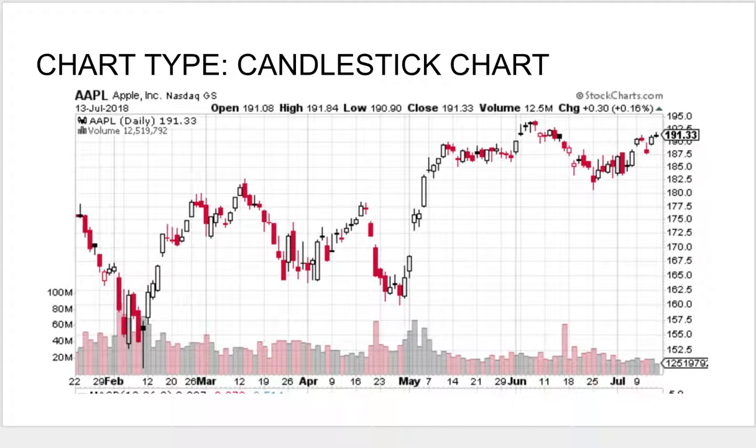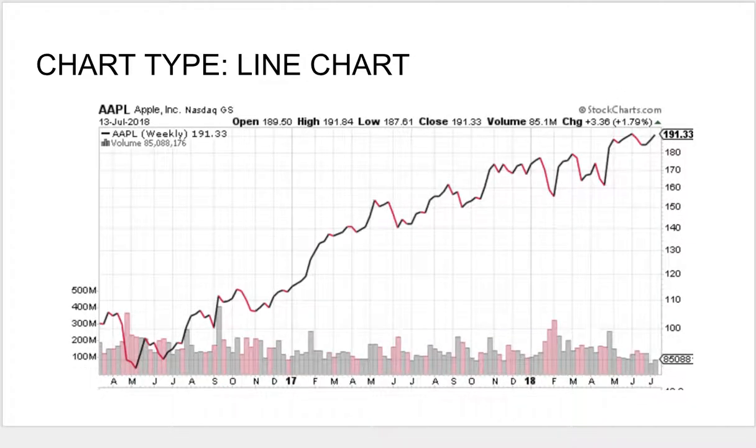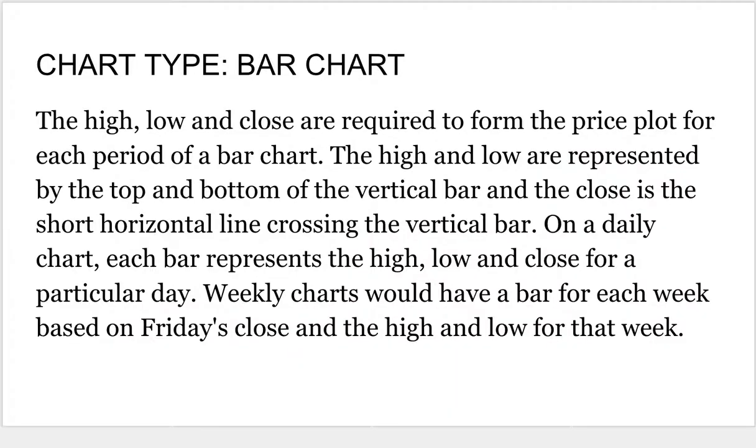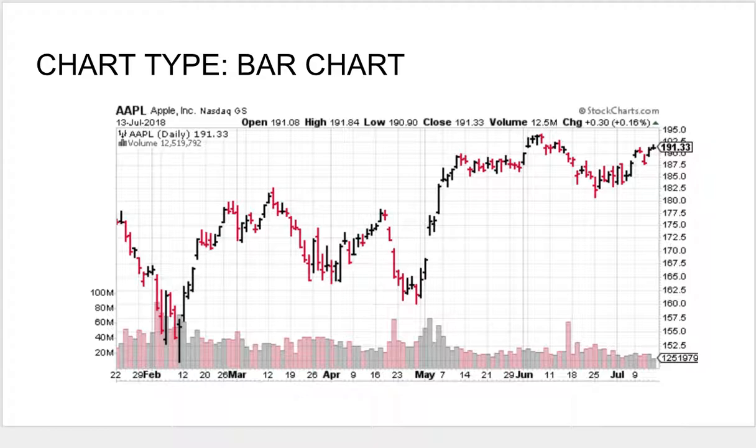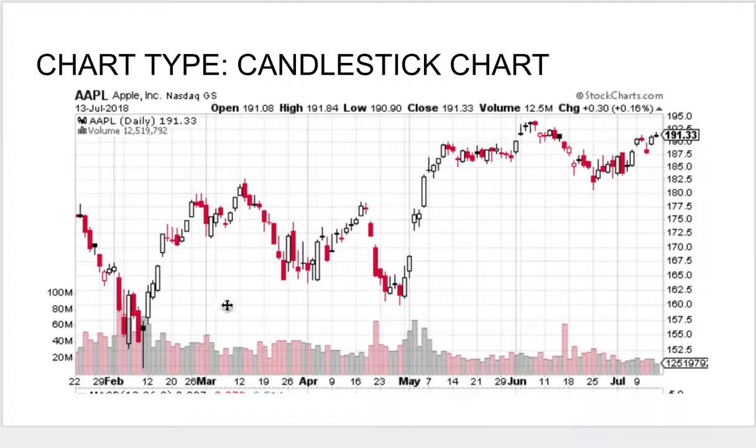Let's break it down again. We're looking at the line charts, where it's only the close. Then we talk of the bar charts, where we're looking at the open, low, high, and close. Same thing on the candlestick chart, but the candlestick chart makes life a lot easier, by just looking at the candles.